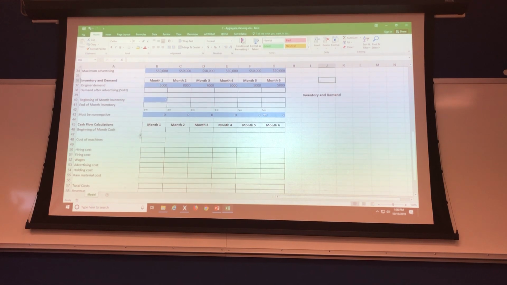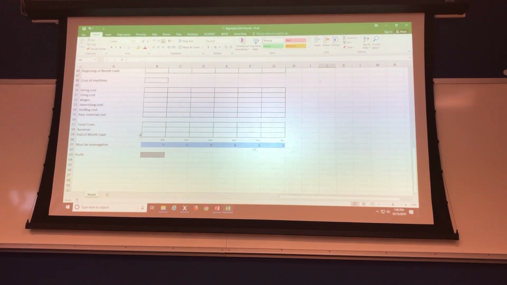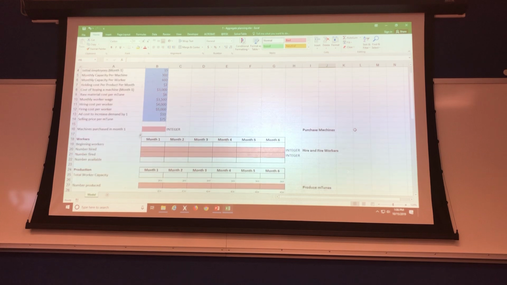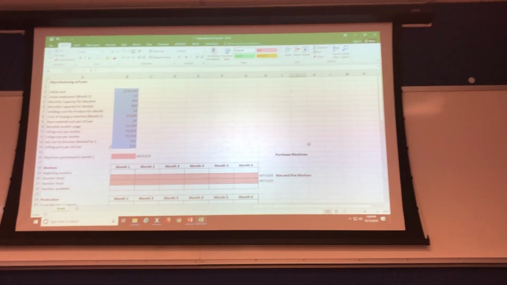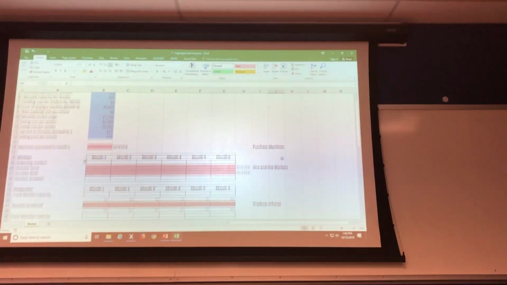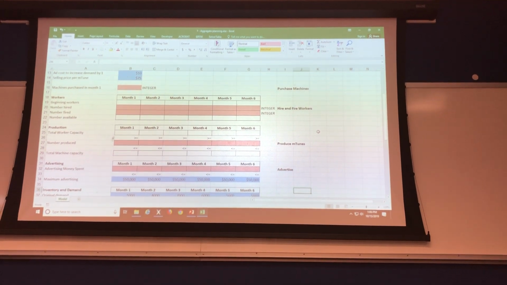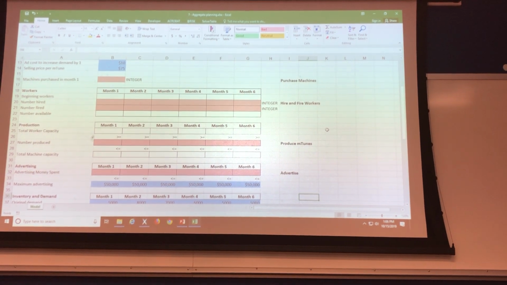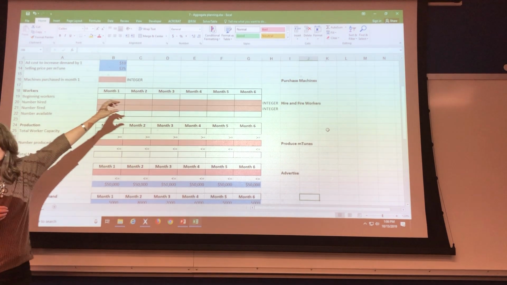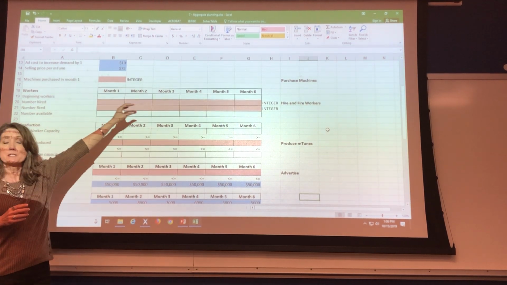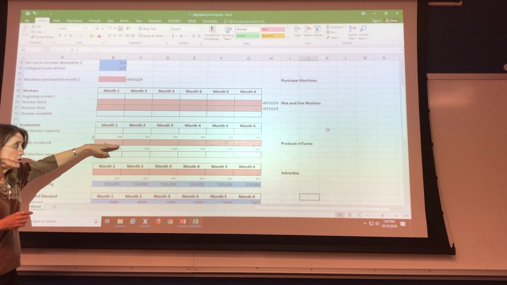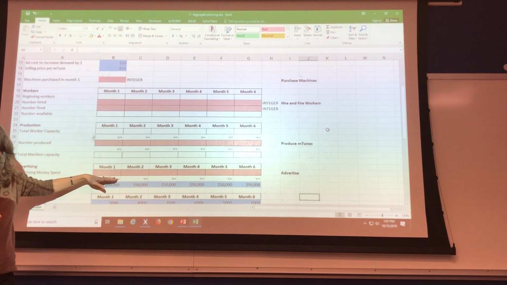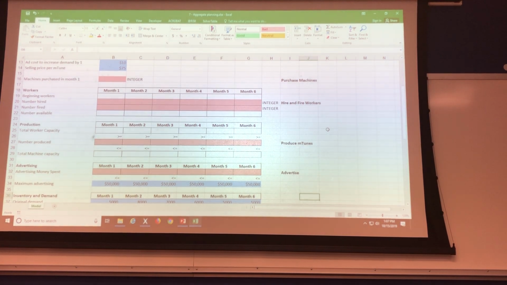So the non-negatives, keeping the inventory above 0, keeping the cash above 0. Got a lot of blue cells even mixed in other places. You can see from this that we have a lot of light red changing cells, that we have a lot that we're asking Excel to do. We're asking Excel to figure out how many machines we should purchase, that's one time only, and over the course of the 6 months, how many people we should hire and fire, how many items we should produce, and how much we should spend on advertising. So we're actually asking Excel to do all that.